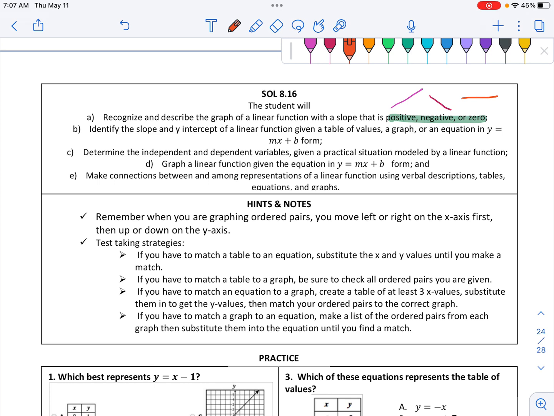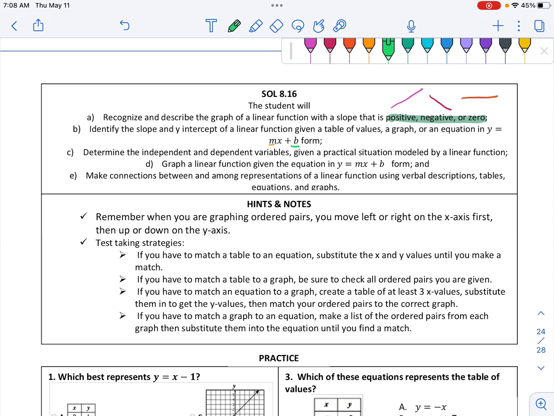Then it says we need to recognize slope-intercept form. Remember, slope-intercept form is created with a slope, that's your m, times x plus your intercept, that's your b. That's why it is called slope-intercept form. We already talked about independent and dependent variables, so that's no problem. We're going to graph a linear function given slope-intercept form, and we're going to make connections between graphs, tables, equations, etc.